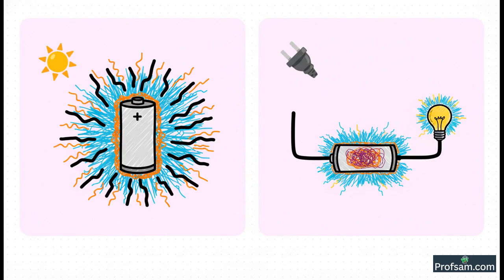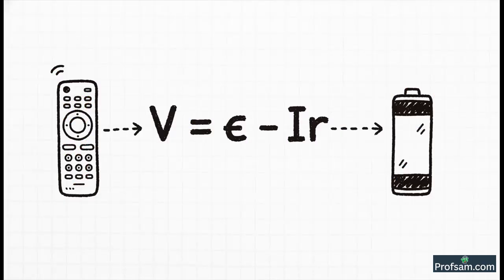On one side, you have EMF. That's the source, the cause, the total energy the cell has. On the other side is terminal voltage. That's the effect, the energy it actually delivers. EMF is a constant value for a given cell, but the terminal voltage changes. It drops as you draw more current. And the final point to remember, EMF is measured in an open circuit, whereas terminal voltage is measured in a closed working circuit.